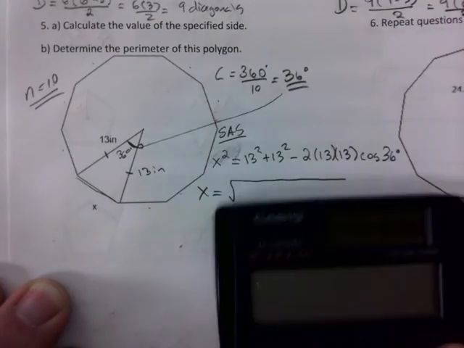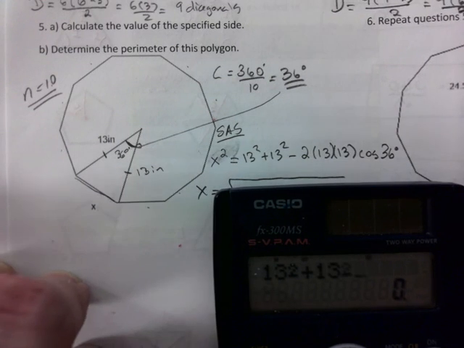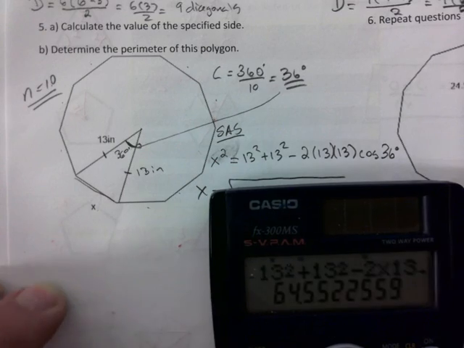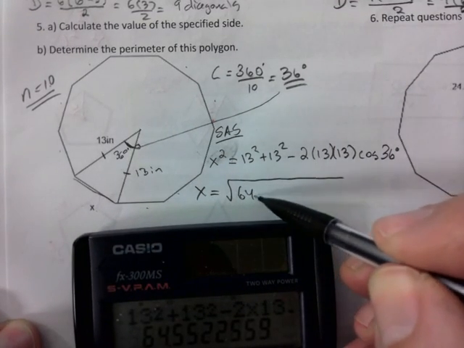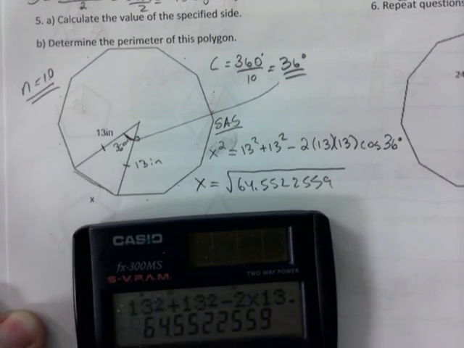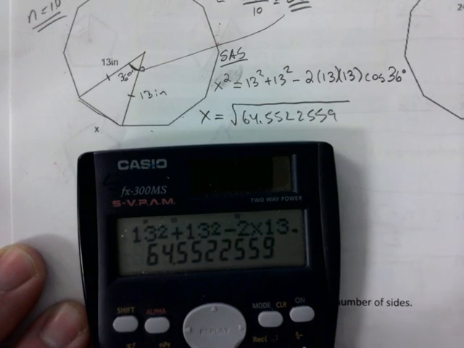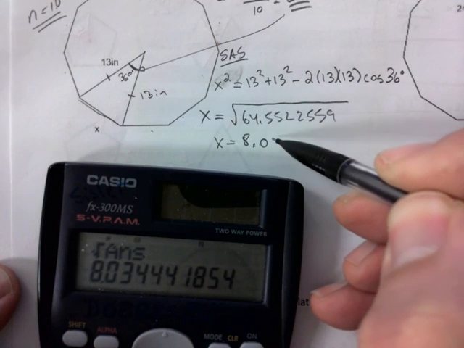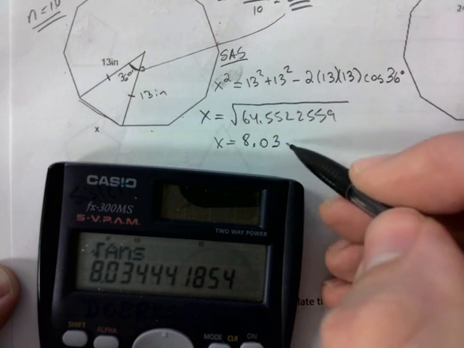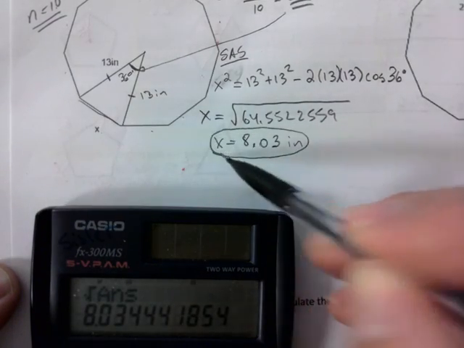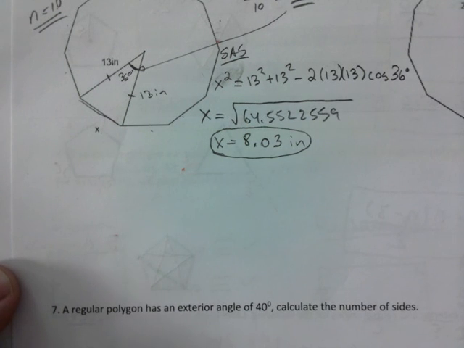Okay, so x is going to be, let's type that in. I don't know if you remember how to do that, but I go 13 squared plus 13 squared minus 2 times 13 times 13 times cosine of 36. I get 64.5522559. I'm going to take the square root of that. You're writing this down, right? Yes, sir. I'm just going to cut it here and just say this is approximately 8.03 inches. And I say approximately. If they asked you to find x, then that would be the answer. We round it, of course.